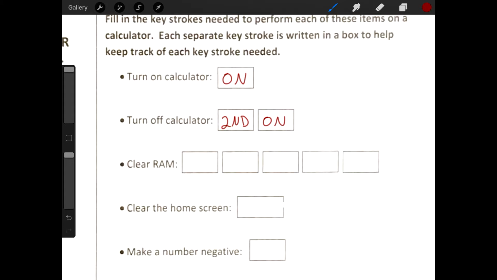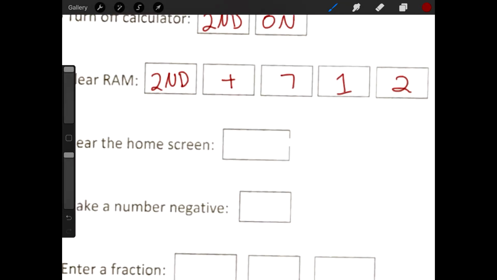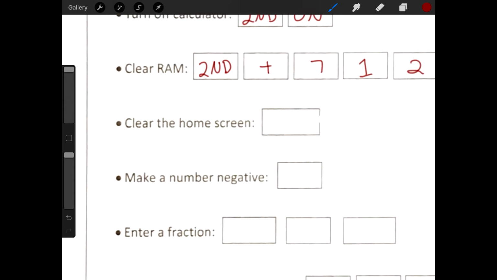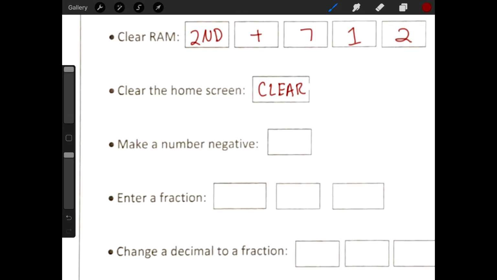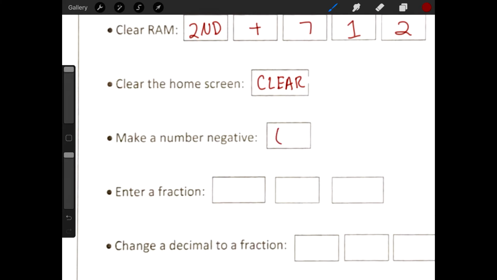To clear the RAM, you're going to put second plus number 7, 1, and 2. Okay. To clear the home screen, you're just simply going to hit the button that says clear. To make a negative number, it's going to be right next to the decimal, where the button has a parentheses, and inside the parentheses we have like a little negative.